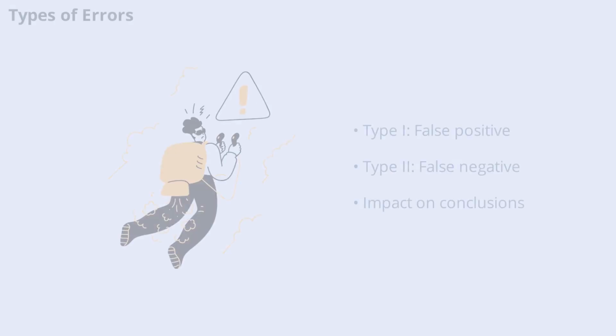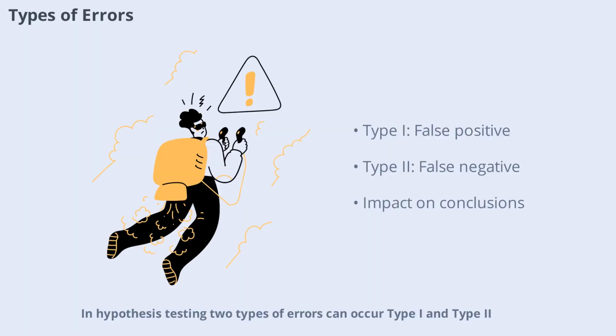In hypothesis testing, two types of errors can occur, type I and type II. A type I error happens when we wrongly reject a true null hypothesis, while a type II error occurs when we fail to reject a false null hypothesis. Understanding these errors helps us interpret results responsibly and design better studies.